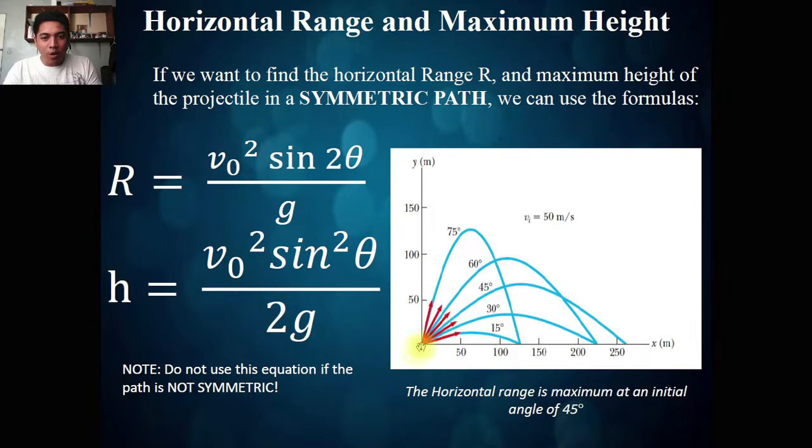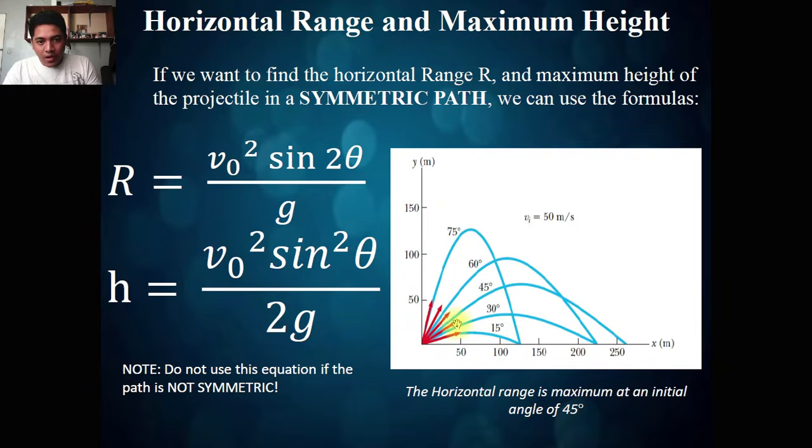So based on these equations, the horizontal range is maximum at an initial angle of 45 degrees. As you can see here in the graph, a projectile is fired at different angles of launch. For 15 degrees, it reaches until here. For 30 degrees, it reaches between 200 to 250 meters. At an angle of launch of 60 degrees, it reaches the same as for 30 degrees. And at an angle of launch of 75 degrees, it reaches only the same as for 15 degrees.